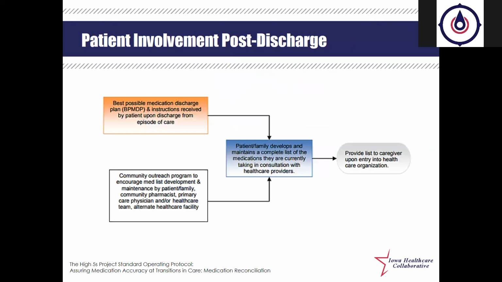So, patient involvement post-discharge, and this is probably one of the most important pieces. We have the best possible medical history on discharge. We've got our plan. We have the instructions for the patient to take home upon discharge. And then we want to make sure we do that community outreach to help them with any med list development, maintenance by patients or family, community pharmacist, primary care physician, and any other healthcare team that may need to know about this. That's where the patient and family will develop and maintain a complete list of their medications and what they're taking, and then they will provide that to their caregiver when they go into any different healthcare organizations, or even if they're at home and have home health or home nursing helping out.